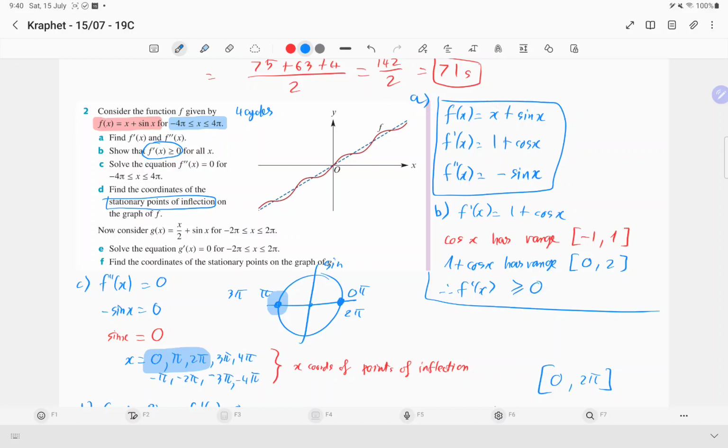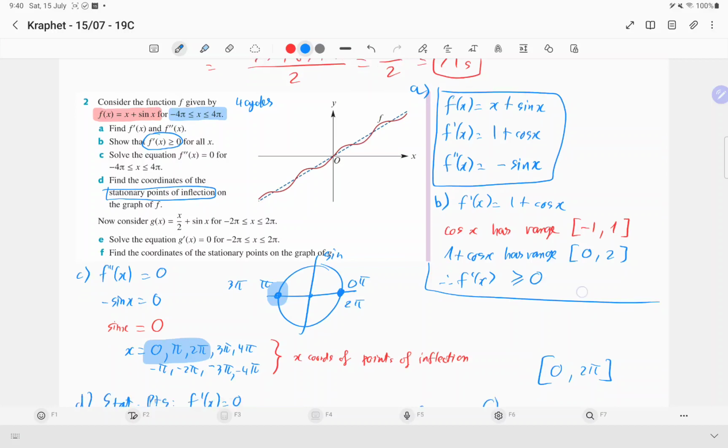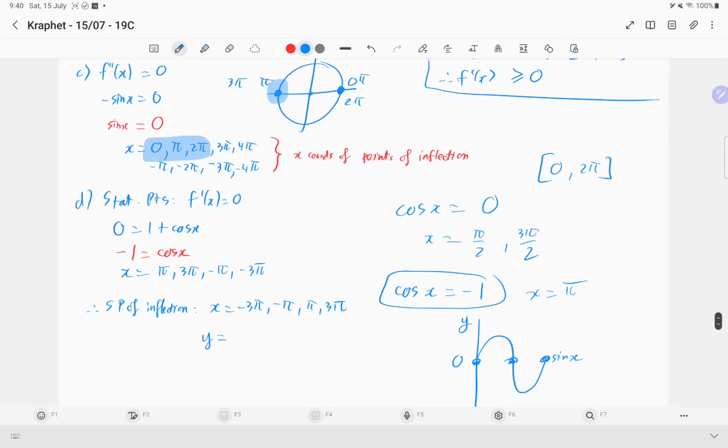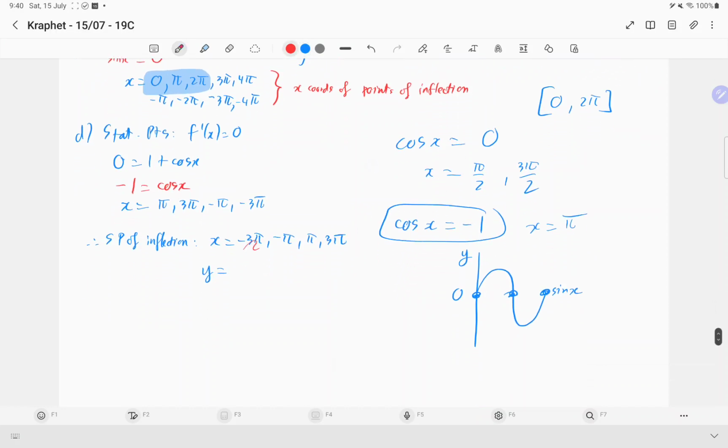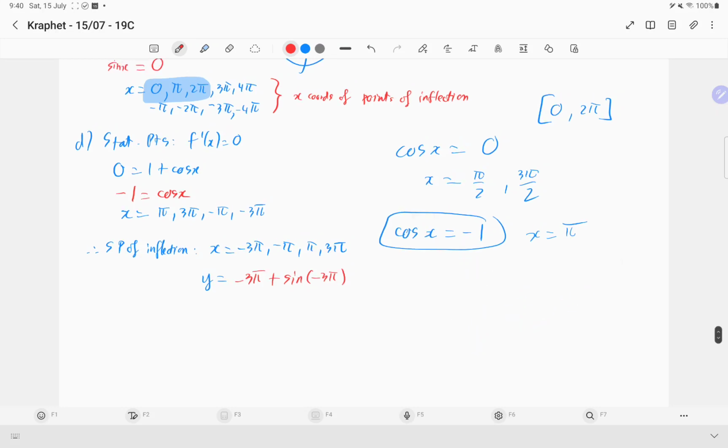But isn't that one the x coordinates and the one we found the y coordinates? No, these are the x coordinates, yeah. And now we're trying to find the y coordinate. So if you substitute negative 3 pi into the first equation, that will be negative 3 pi plus sine of negative 3 pi. But what did we say for sine of negative 3 pi? For all of the points that we just found, the sine value is always 0, right?